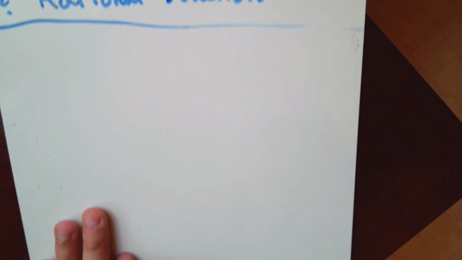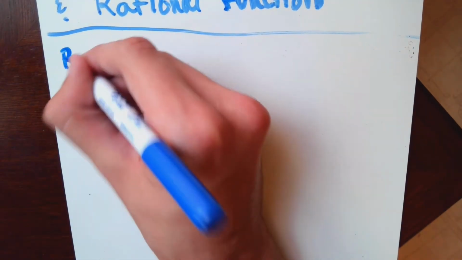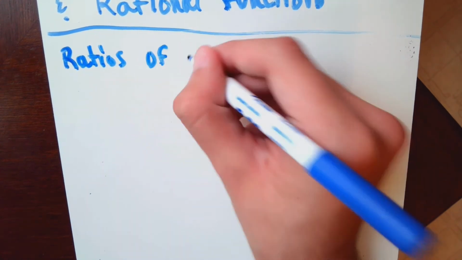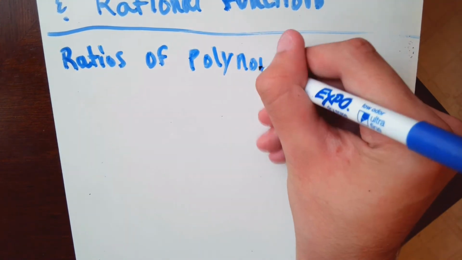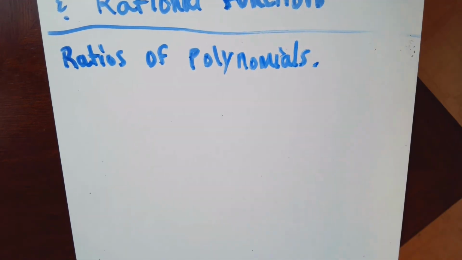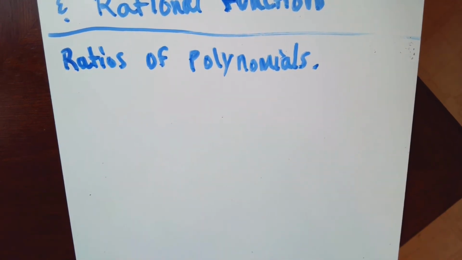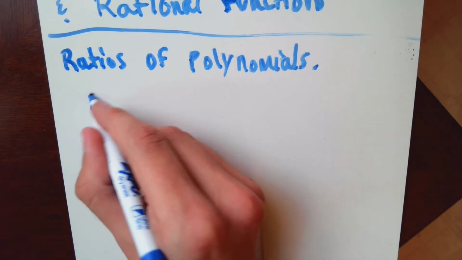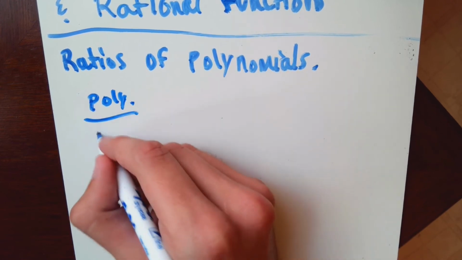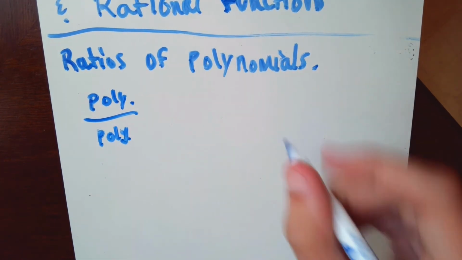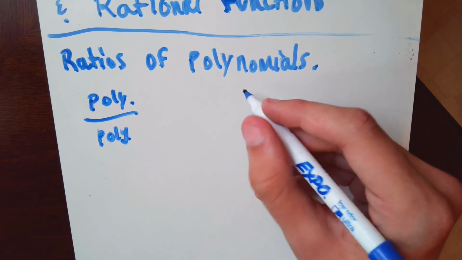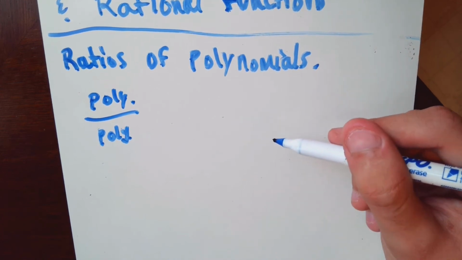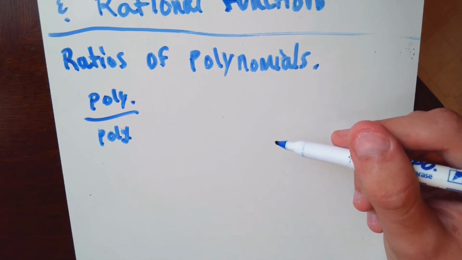Anyway, so we've got rational functions now. Rational functions are just ratios of polynomials. That's what rational functions are, more or less. I'm being a little bit informal, but that's essentially what they are. So it means you have a polynomial over a polynomial. And remember, polynomials are functions that have integer powers.